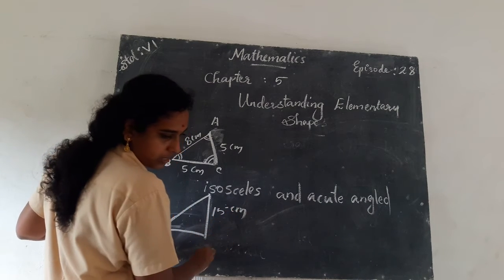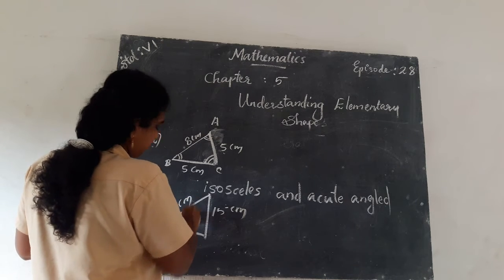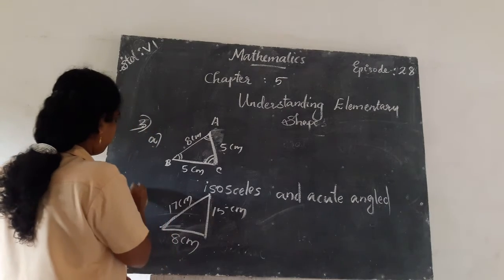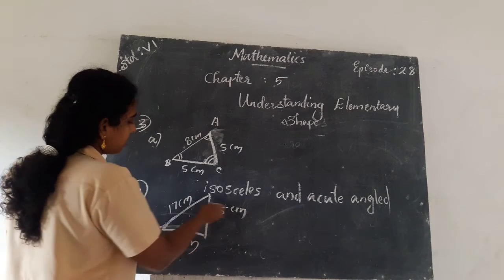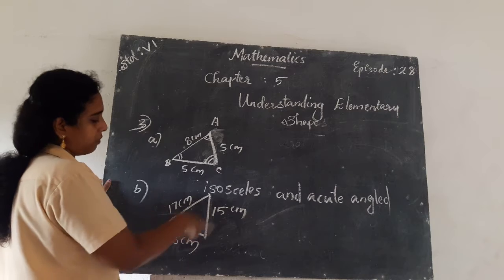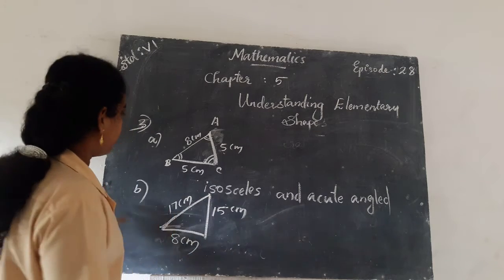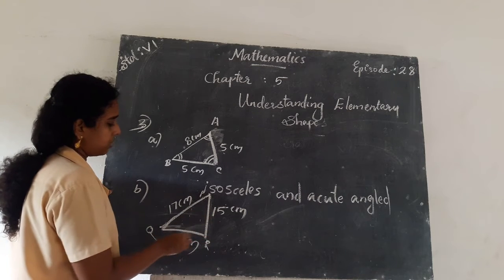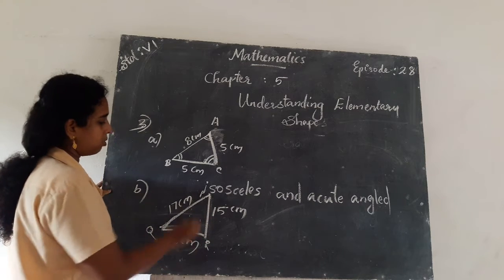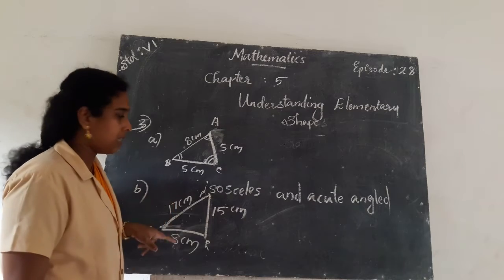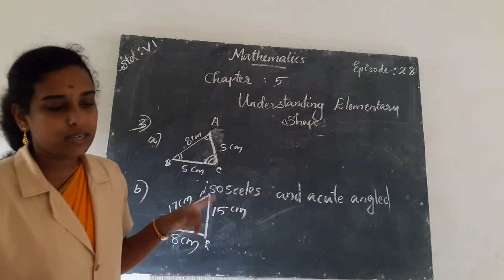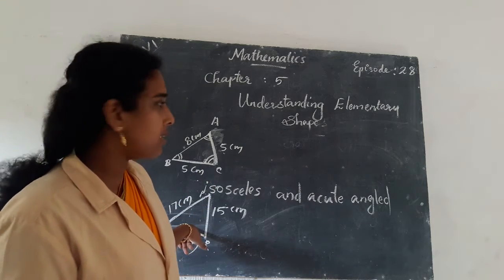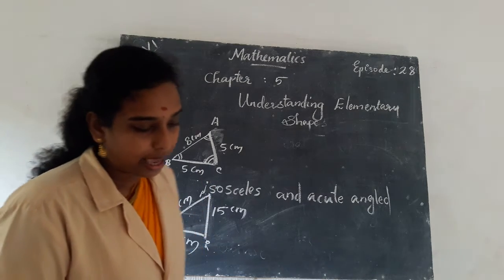Here one side measures 15 centimeter, this side measures 17 centimeter, and the base of the triangle is 8 centimeter. So here we can see that the three sides of the triangle are of different lengths. If we name the triangle PQR, then PR is equal to 15 centimeter, QR is equal to 8 centimeter, and PQ is equal to 17 centimeter. The lengths of the three sides are different. Then which type of triangle is this? Yes, it's a scalene triangle.